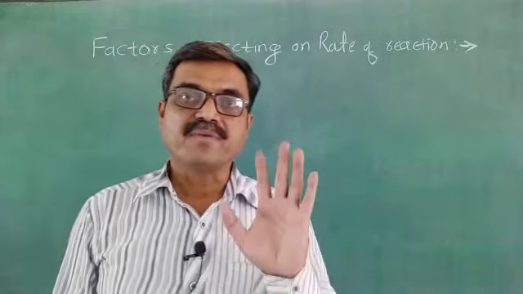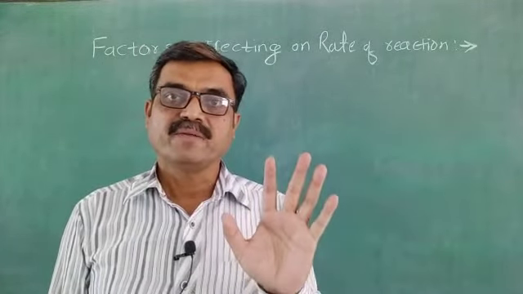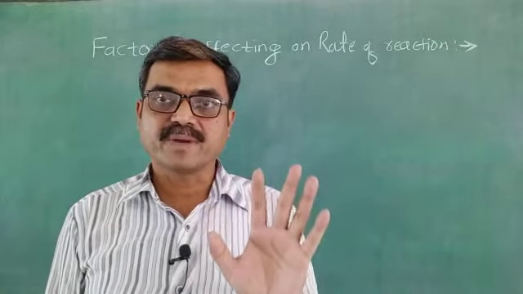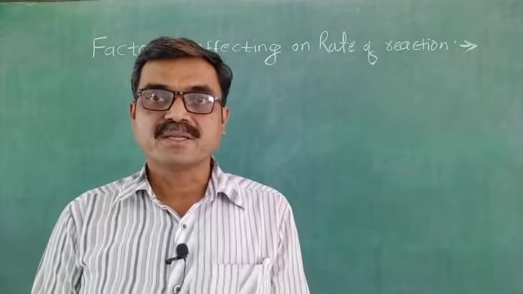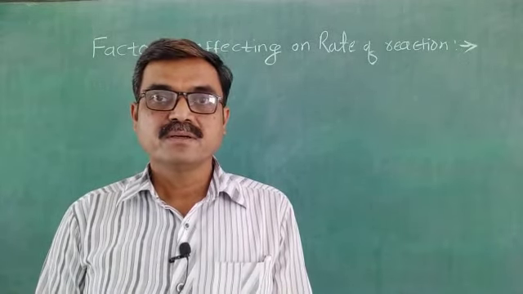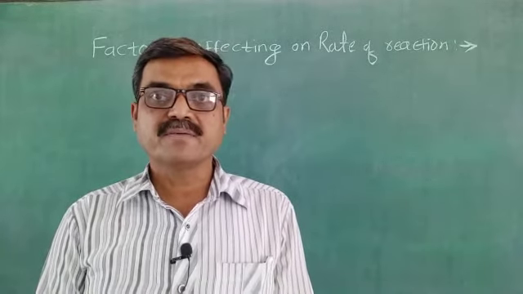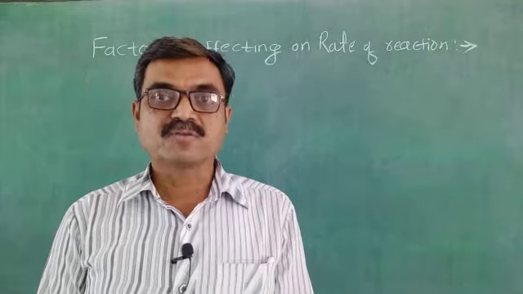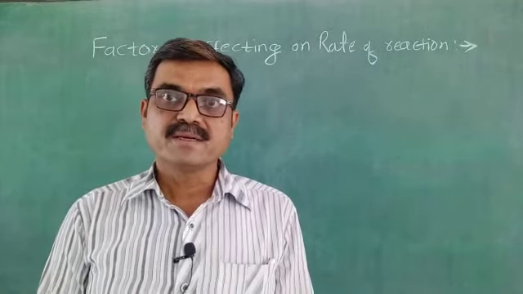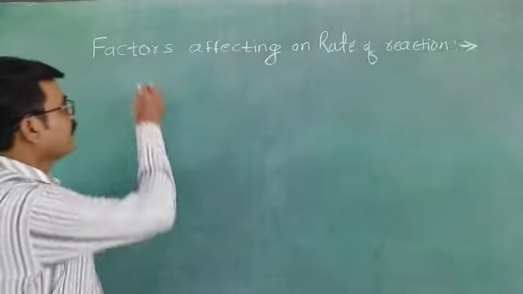Actually there are 5 main factors affecting the rate of reaction. How many factors are there? 5 main factors affect the rate of reaction. First one is concentration of reactant. Second one is effect of temperature. Third one is effect of solvent. Fourth one is effect of catalyst, and fifth one is effect of pressure. Are you getting clear? Now which are the 5 factors?